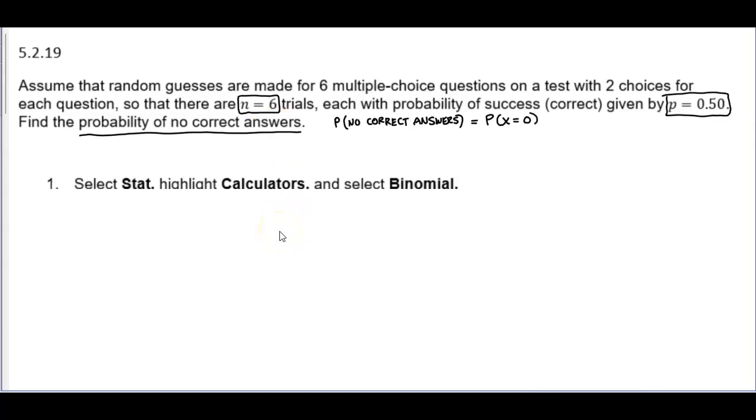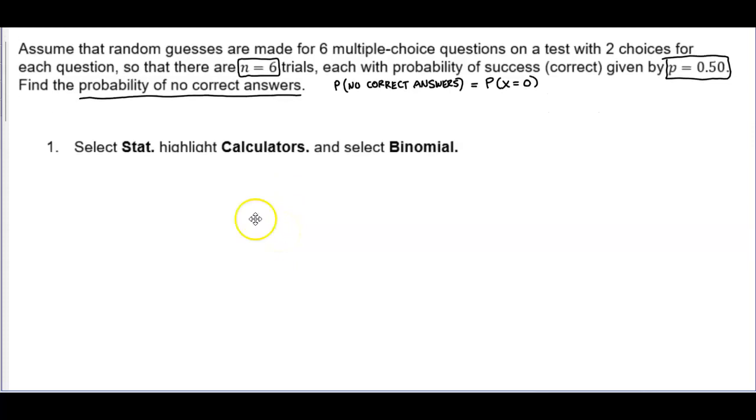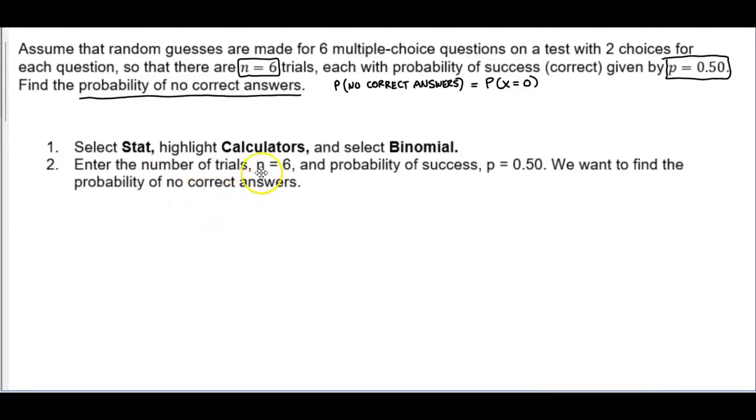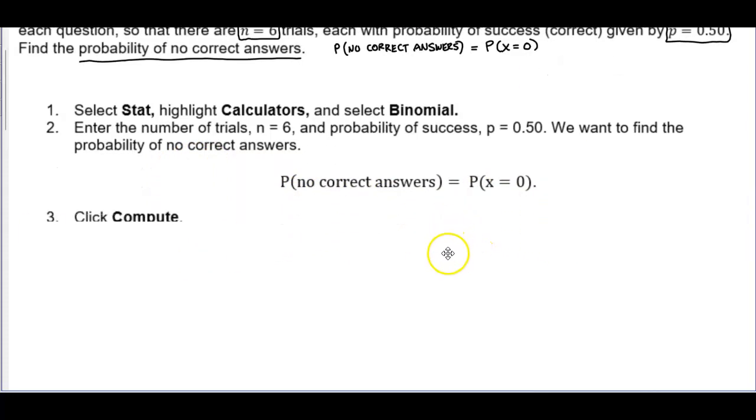So we're going to use StatCrunch to be able to find our probability. We're going to select Stat, highlight Calculators, and then select Binomial. We're going to enter the number of trials where n is equal to 6 and the probability of success is equal to 0.50. And we want to find the probability of no correct answers. So the probability of no correct answers is equal to the probability of x is equal to 0, and then we're going to click Compute. So let's go ahead and do that on StatCrunch.